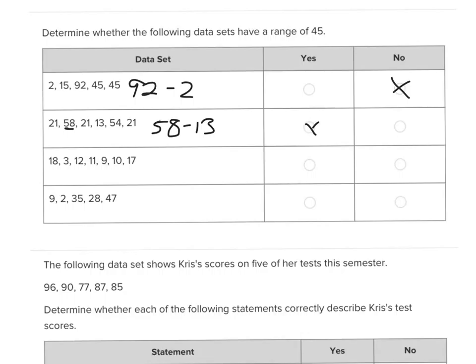The next one, there's no way this has a range of 45. The numbers are all in the... the smallest one's a 3 and the biggest one's 18. No way. Next one. Yes, indeed. So we've got 47 as the biggest, 2 is the smallest, 47 minus 2 is 45.